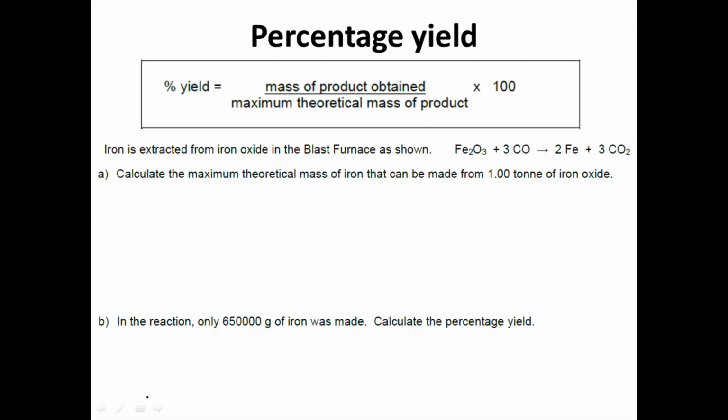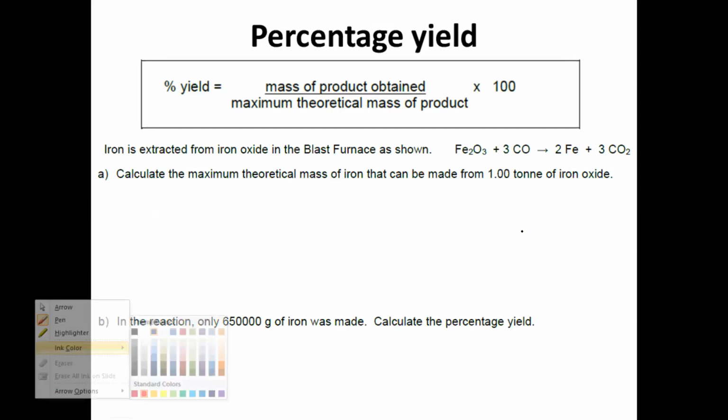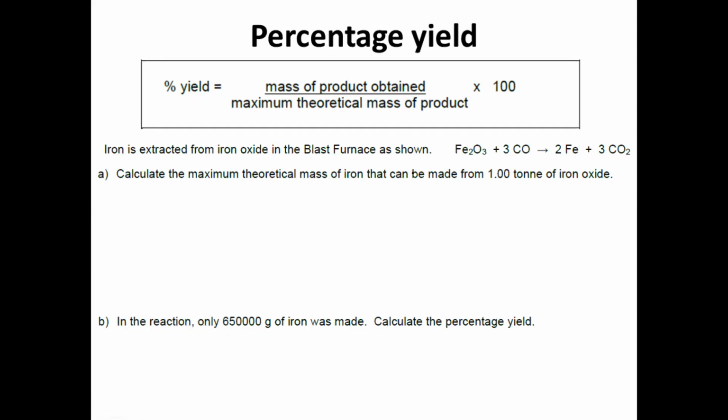And let me just change the ink color. And they say calculate maximum theoretical mass of iron that can be made from 1 ton of iron oxide. So when they're talking about maximum theoretical mass or maximum theoretical yield, it's what we were calculating in the previous sections, which is how much of the product you produce. So we're starting with 1 ton of iron oxide.